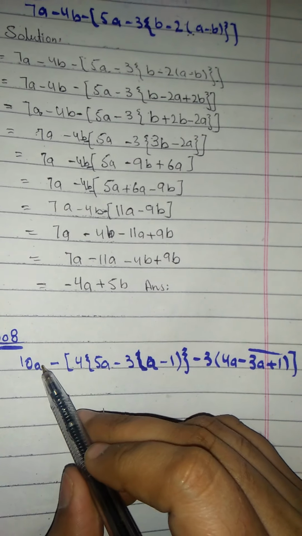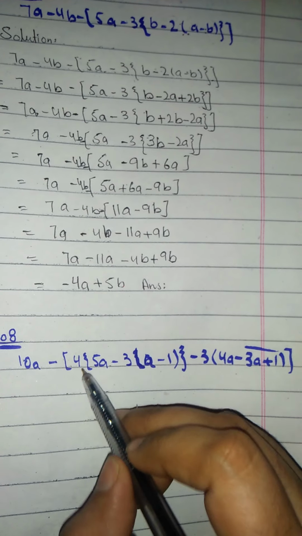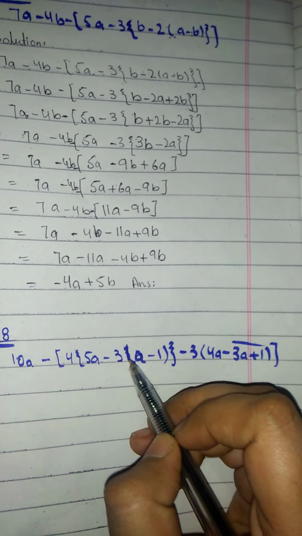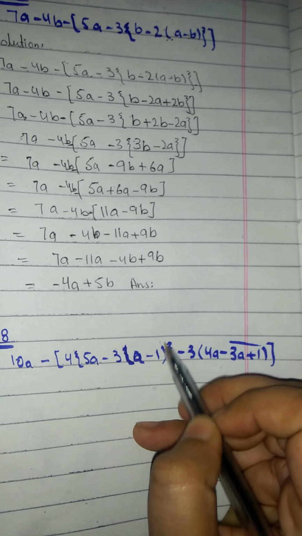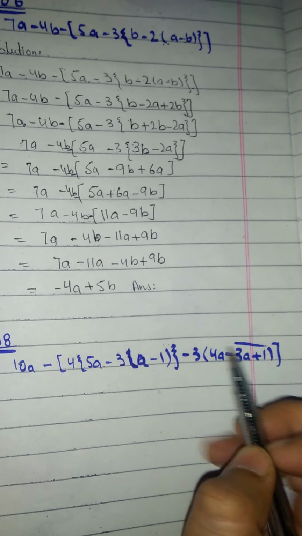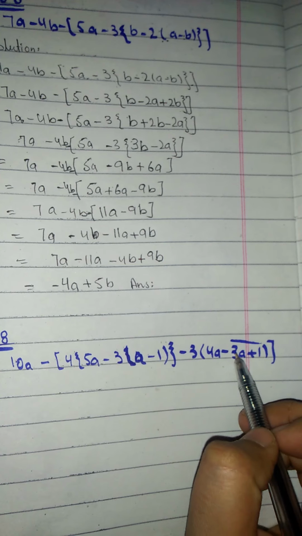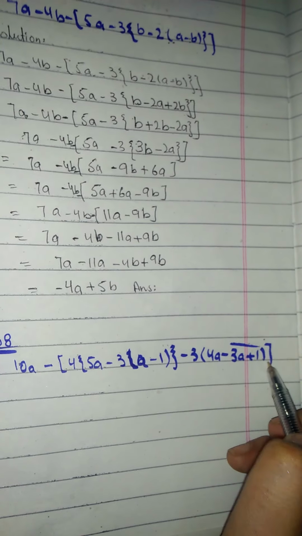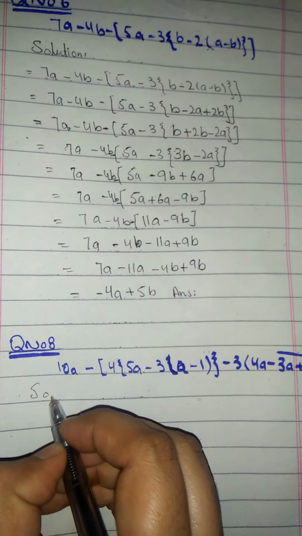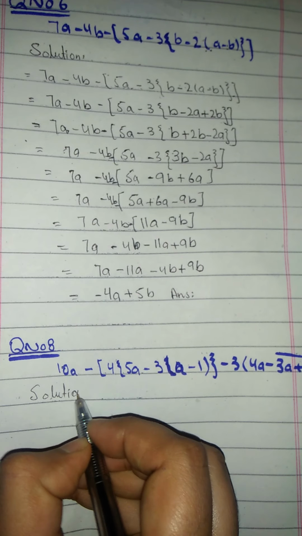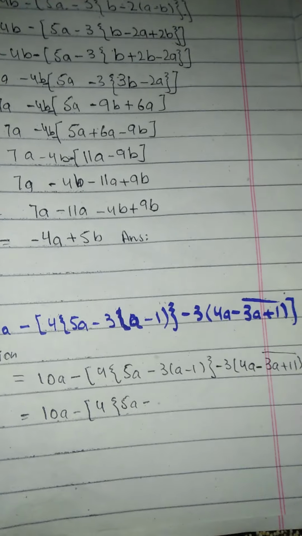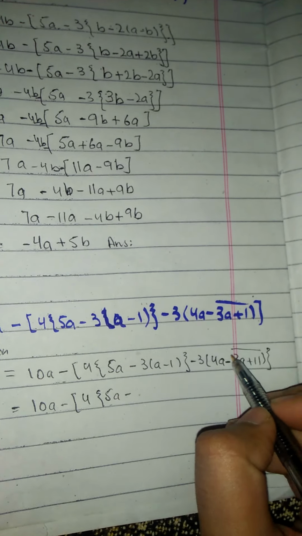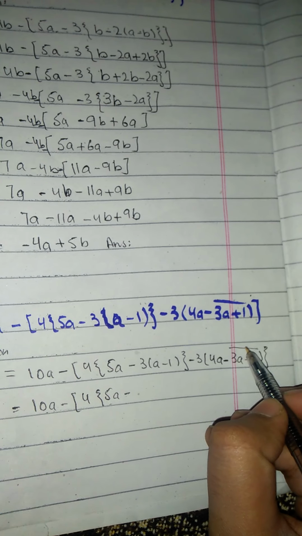In the next question, you are given 10a minus 4, braces open, 5a minus 3a, parenthesis open, a minus 1, parenthesis closed, braces closed, minus 3, parenthesis open, 4a minus 3a plus 1 over vinculum, parenthesis closed and bracket closed. In the solution, first we will write the problem as it is in the first step. In the next step, first we will take off this vinculum.